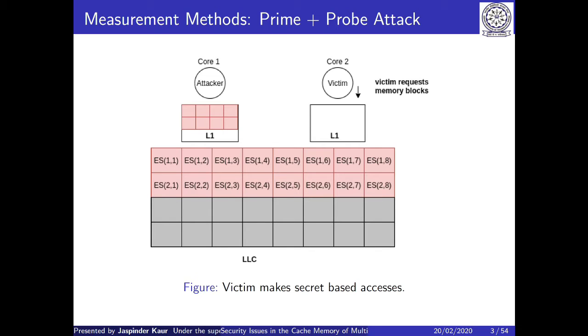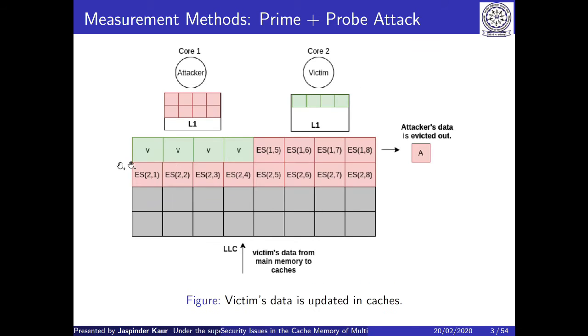In the prime phase, the attacker requests some blocks which map to set one and set two, and after the prime phase, set one and set two will be filled by the blocks of the attacker. At the end of the prime phase, the attacker will wait for some activity performed by the victim application. During this time, if the victim requests some blocks which also reside in set one, then some of the blocks currently residing in set one will be removed, and in place of these, the blocks of the victim application will be placed like this.